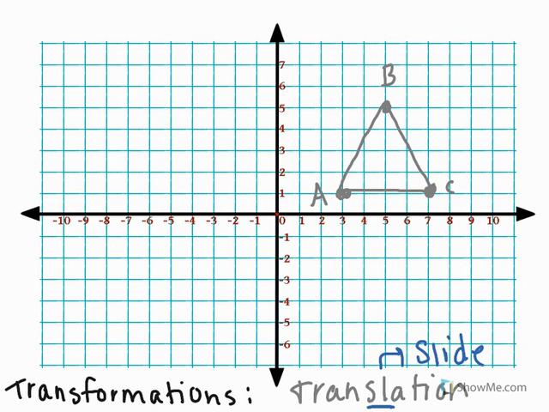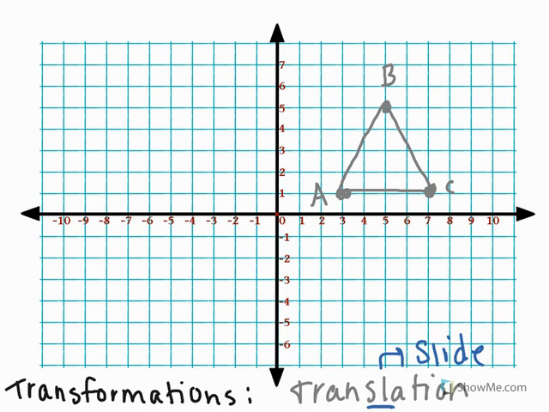So whenever we talk about a translation, all we're doing is taking this figure, in this case triangle ABC, and sliding it or moving it somewhere else on the coordinate plane, which means when you're done, the triangle should be the same size, and it should also be facing the same direction as it was when you started. We're not turning it, all we're doing is moving it, or translating it, sliding it somewhere else.